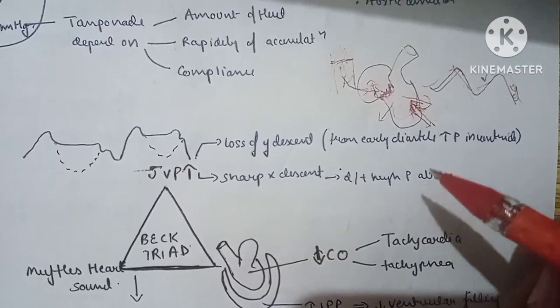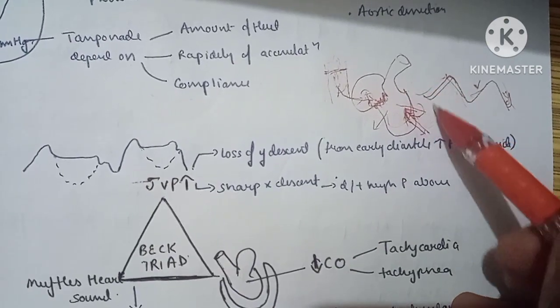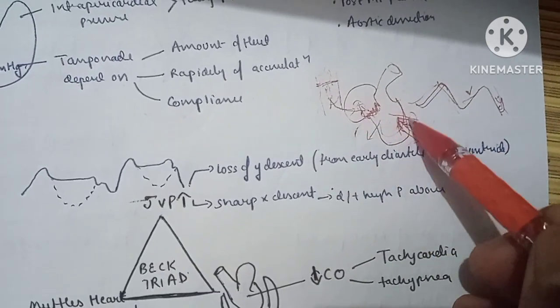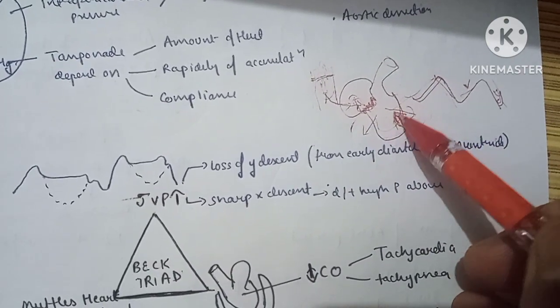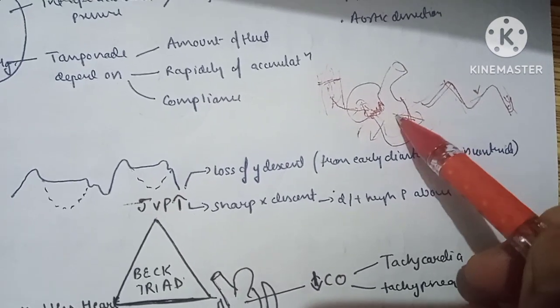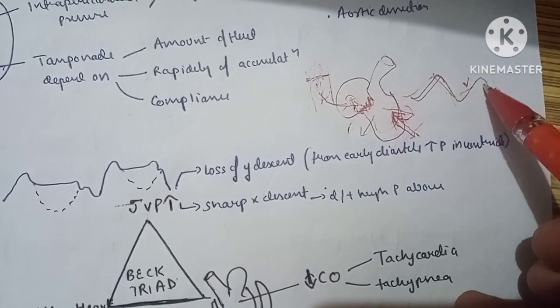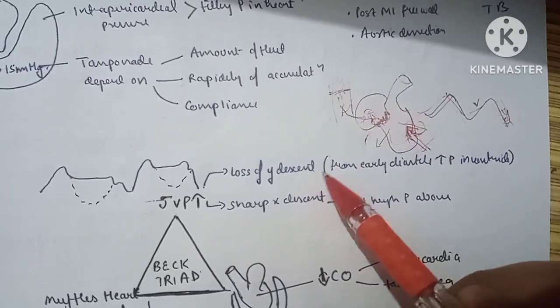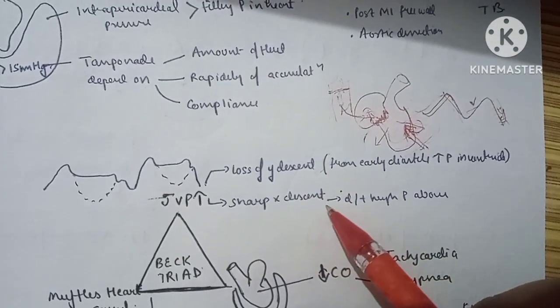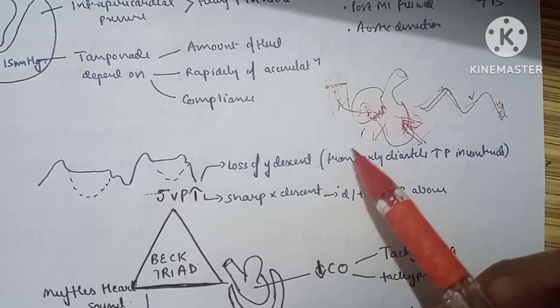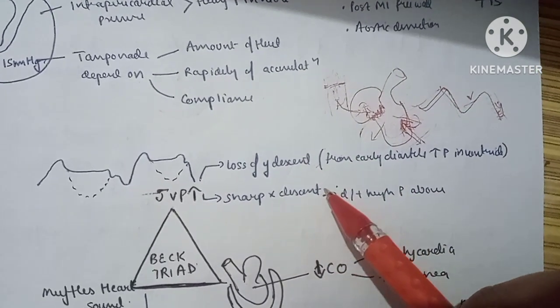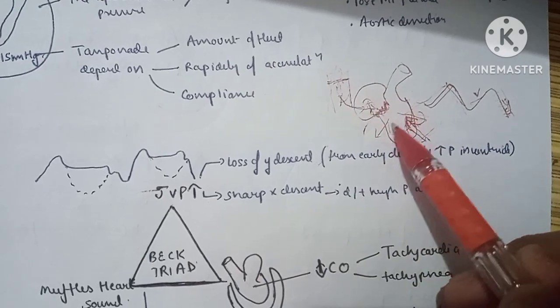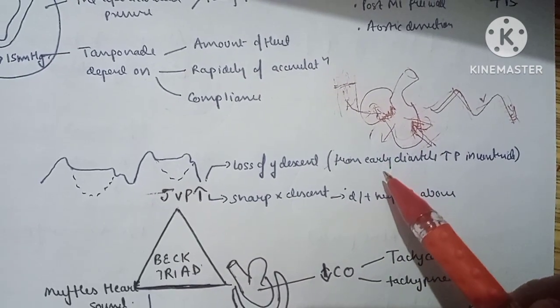And then again we have the Y descent, because the ventricle starts relaxing and the blood column starts coming down. But in this case, because of cardiac tamponade, we have increased pressure in the ventricle from the start of diastole itself. So the ventricle will not relax and the Y descent will not occur. And this is what is seen, the loss of Y descent in case of cardiac tamponade. Not only this, we have a sharp X descent because of high pressure from above that is going to fill the ventricle with rapidity in the start.